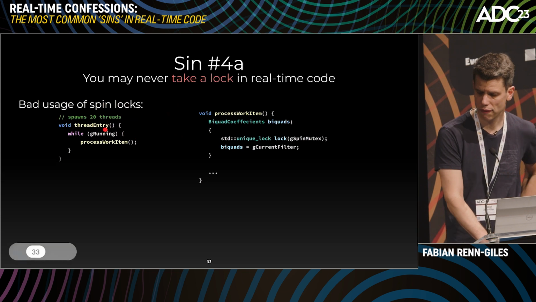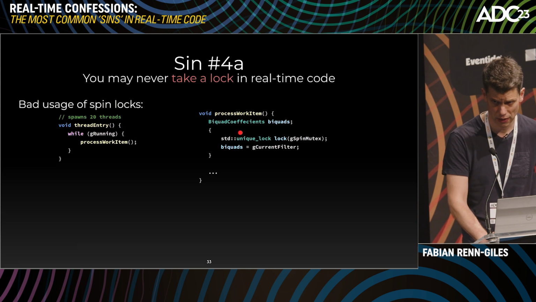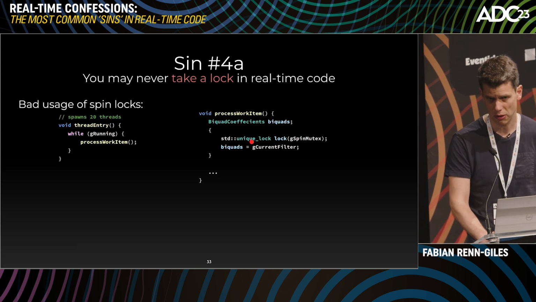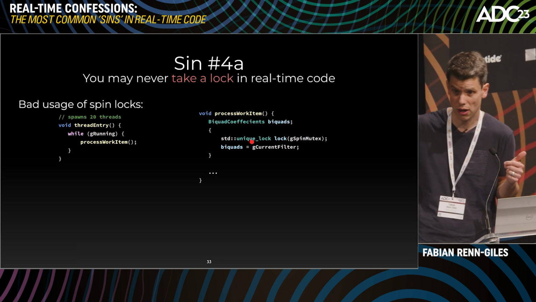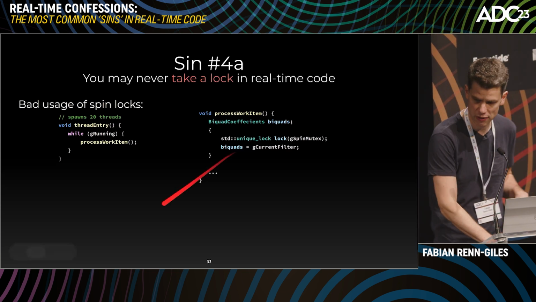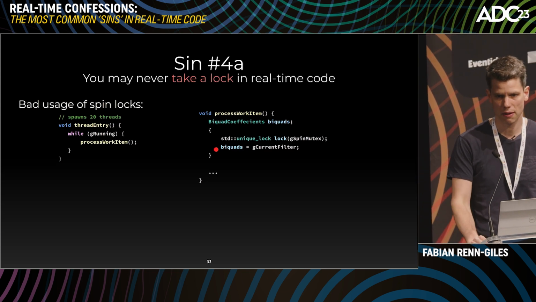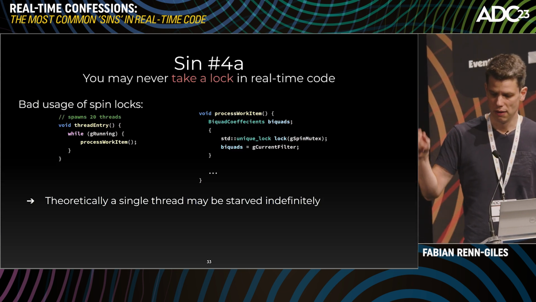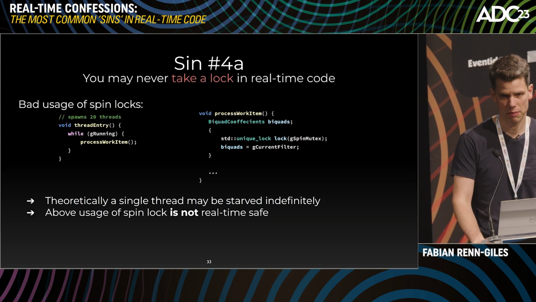And let's just consider the first thread. And by chance, the first thread can't take the lock because the second thread already grabbed it. By the time the second thread is done, the third thread grabs the lock. So the first thread still can't grab the lock. Then the fourth thread grabs the lock, the fifth, the sixth, and so on, until the 20th thread grabs the lock, by which so much time has gone by that the second thread loops around and grabs the lock again. And so you can see this scenario where the first thread never gets the lock, right? So theoretically, although extremely unlikely, a single thread may be starved indefinitely. So this usage is not real-time safe.